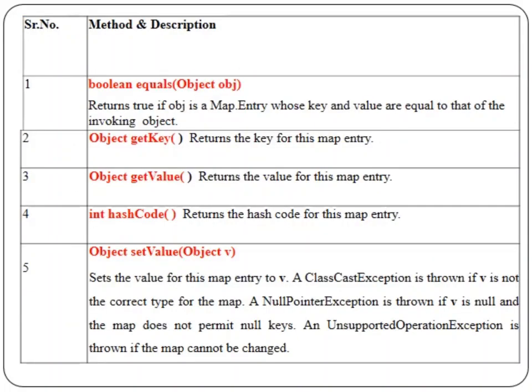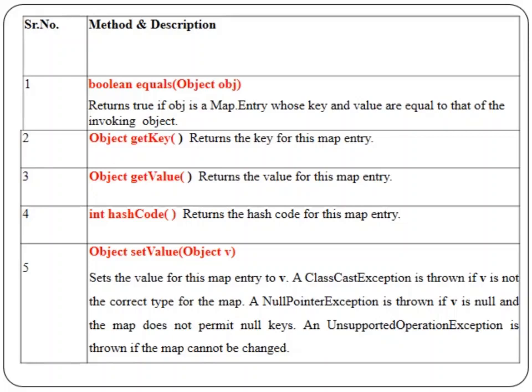The methods which are available in the map.entry interface start with equals. The equals is a method which is going to check whether the elements are equal or not with the invoking map entry. If it is equal, the method is going to return true, otherwise the method is going to return false. It returns true if the object is a map.entry whose keys and values are equal to that of the invoking object.